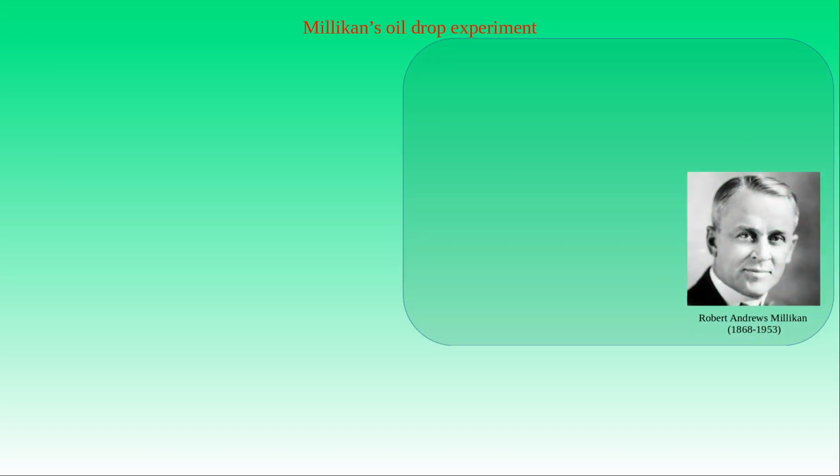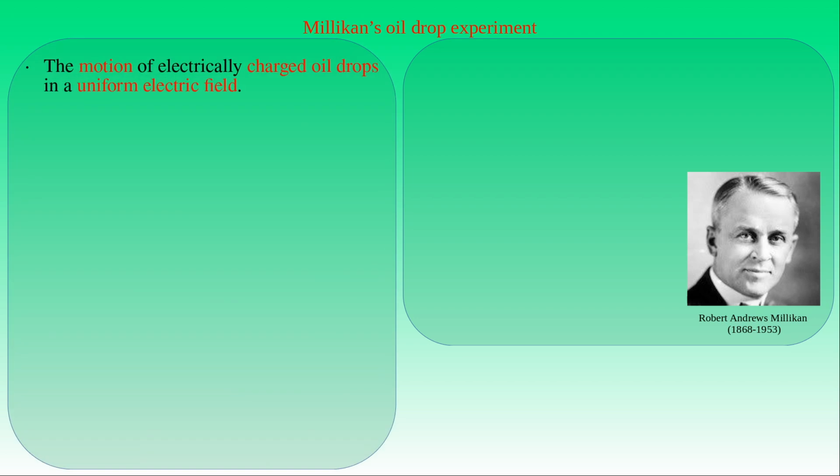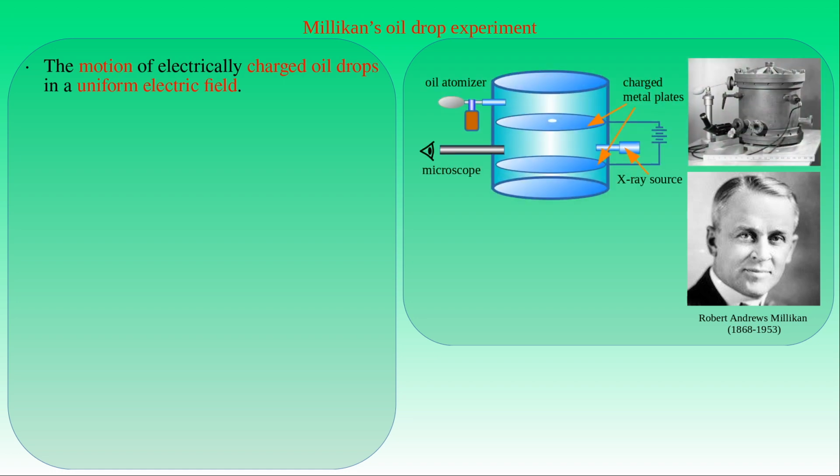One of the most famous examples for the motion of charge carriers in an electric field is the oil drop experiment conducted by Robert Millikan, in which he measured the elementary electric charge. Millikan studied the motion of electrically charged oil drops under the simultaneous influence of gravity and a uniform electric field. The apparatus used in his experiment is a closed chamber, which we can see in the photo.